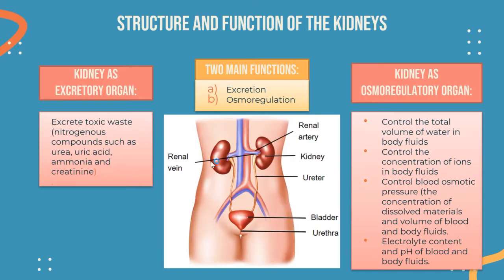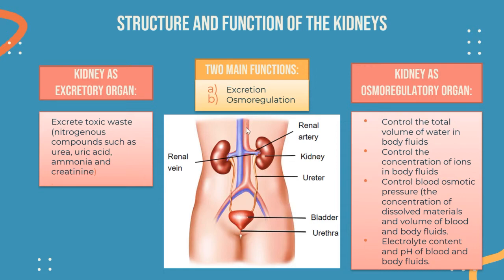Alright, so these are our kidneys. This refers to the structure of the kidney, and this is the ureter, and this is the urinary bladder and urethra. This refers to the blood vessels, the renal artery, and here the renal vein.